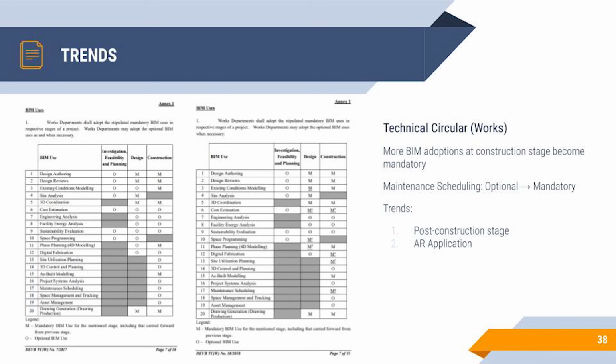Trends. Comparing the BIM use listed in the old and new technical circulars, the requirements for maintenance scheduling change from optional to mandatory, indicating the trend of focusing on BIM adoption at post-construction stage.